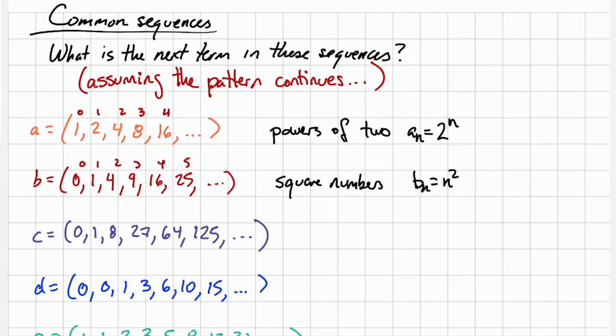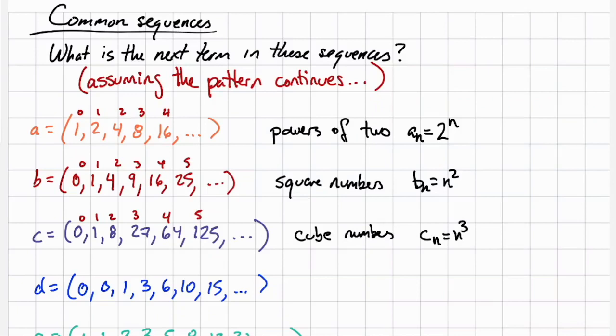What about 0, 1, 8, 27, 64, 125? Those are the cubed numbers. c sub n is equal to n cubed. Now let's look at sequence D. This one's a little more obscure. Take a second to see if you can figure out the pattern.